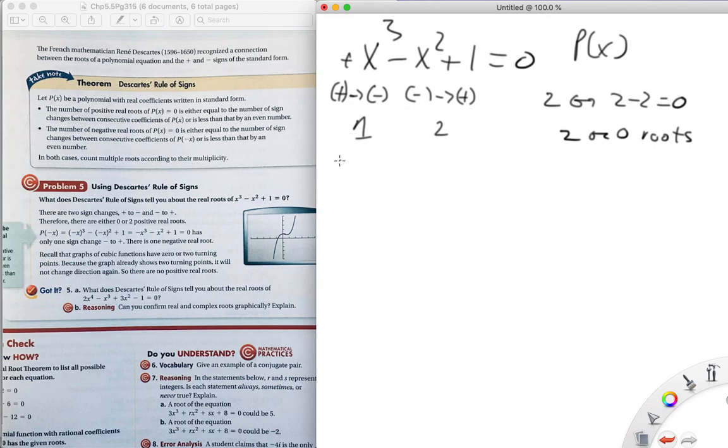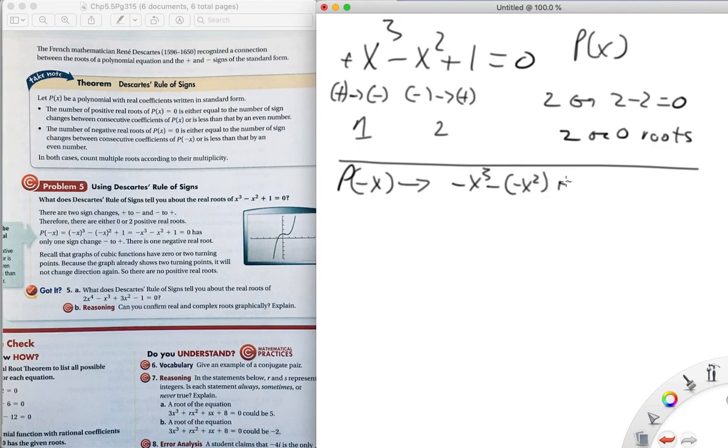He also noticed that if he switches the sign and say, okay, let's call this p of negative x. So this would be negative x cubed minus negative x squared plus 1, we now get negative x cubed plus x squared plus 1. There's no switch signs here. From here we go from negative to positive. So this tells me I have 1 real root.